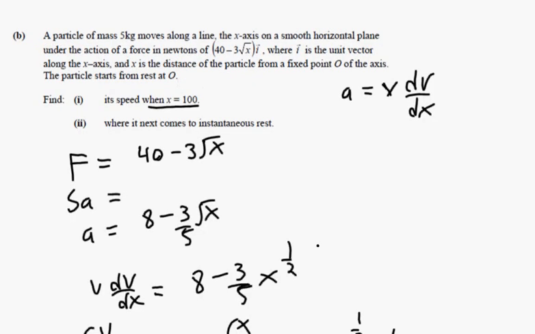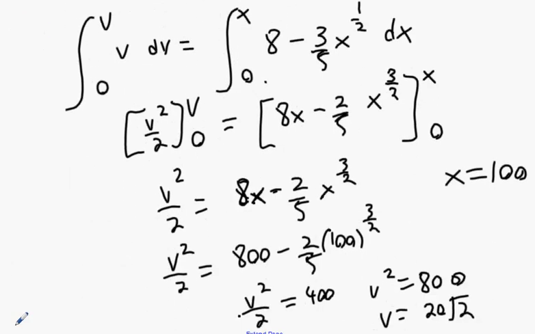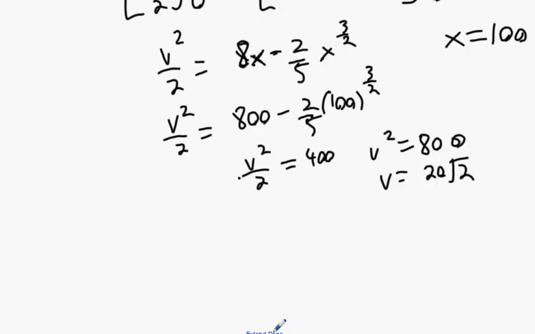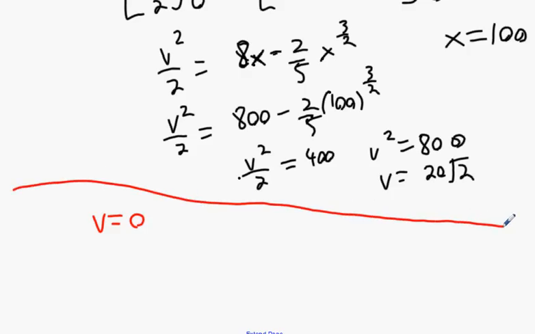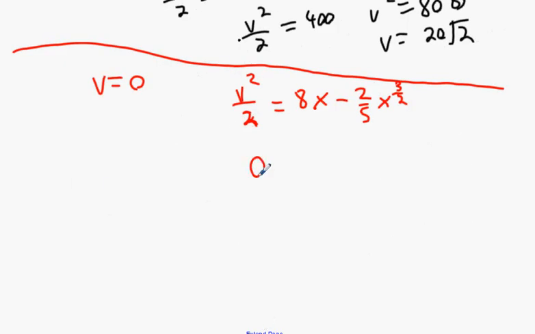When does the particle next come to instantaneous rest? It comes to rest when v equals 0. Sorry, I forgot part 2. And we know that the formula is v squared over 2 equals 8x minus 2 over 5 x to the power 3 over 2. Well, we know v squared over 2 has to be equal to 0 then.